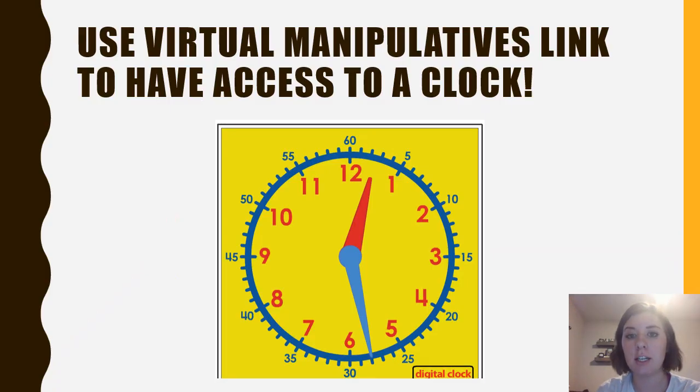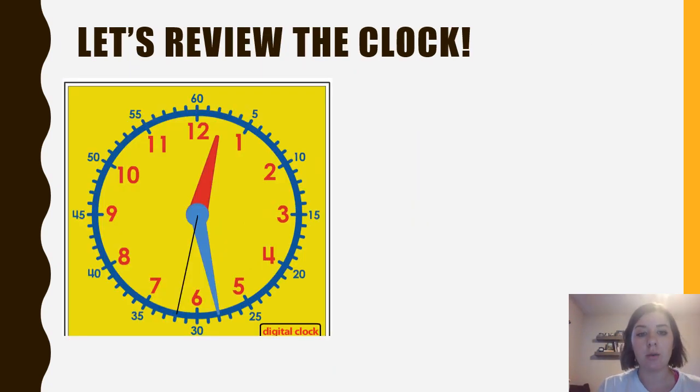As a reminder, if you need a clock to help solve these, there is a virtual clock in the virtual manipulatives link that I gave y'all. It's in Miss Hershey's materials on Google Classroom. So let's review the clock.